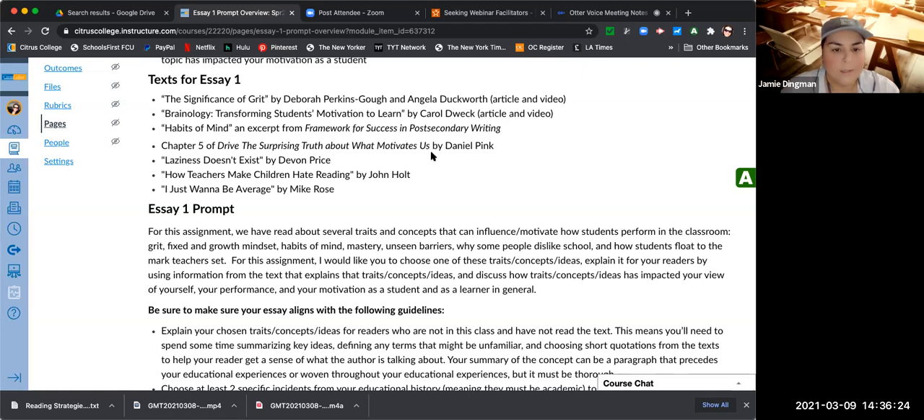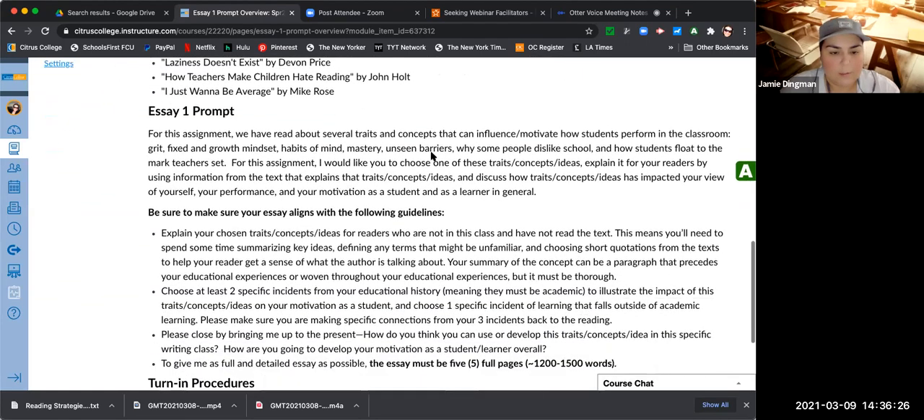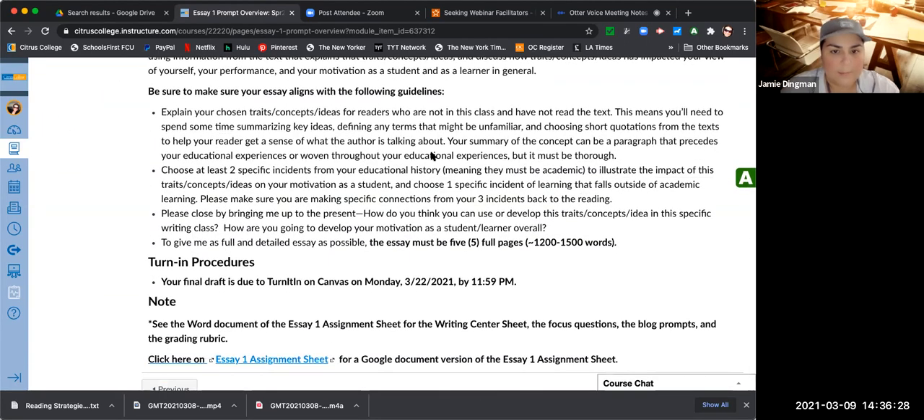All right. So we went over those requirements. So again, you're going to be starting with the summary and then giving me three experiences where you had or did not have that certain trait or concept we're discussing. And then in the conclusion, you're going to be talking about my class and how you're going to try to develop grit or growth mindset or mastery or responsibility, or how you're going to try to work through some of the challenges that school will present to you, or this semester, this pandemic is presenting to you.